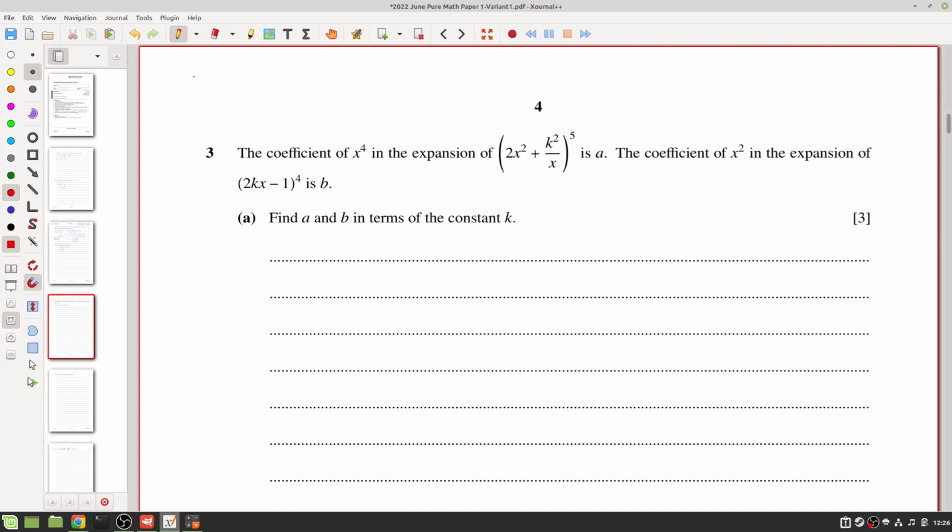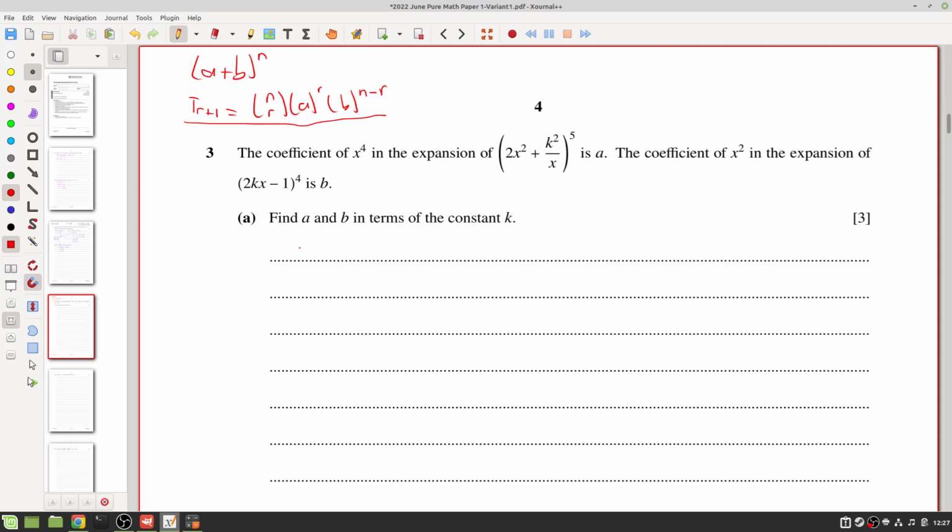Basically, I'm saying the r plus 1th term is equal to, okay, well, let's start with this. Let's say we have a plus b to the power n. Then the r plus 1th term would be n choose r, a to the power r, and b to the power n minus r. So this is what we're going to use here.